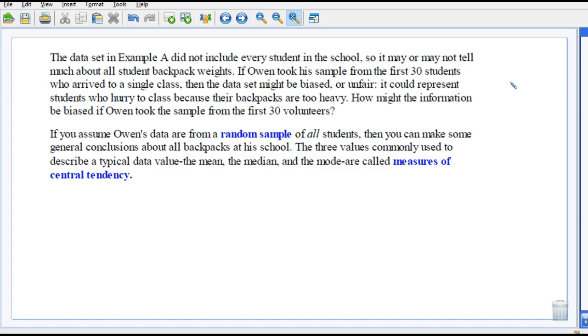How might the information be biased if Owen took the sample from the first 30 volunteers? Well, the first 30 people who volunteer might be the first 30 people he sees, which might be his friends, which might be different depending on who his friends are. It could be the first 30 people who show up to school, and if they get here early, that might change what the backpack weight might be. So it depends on where he gets his volunteers.